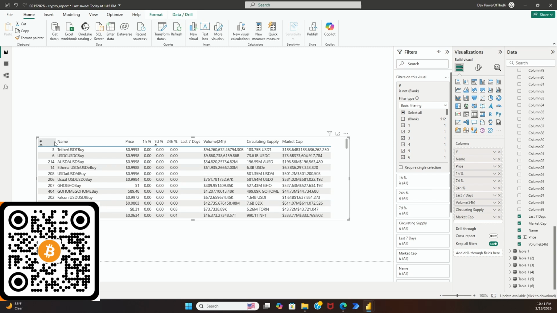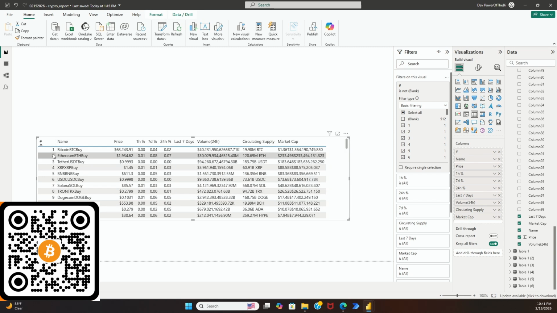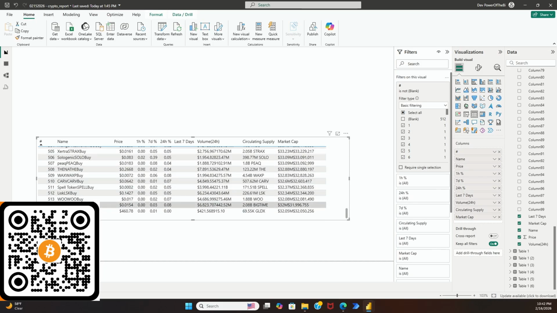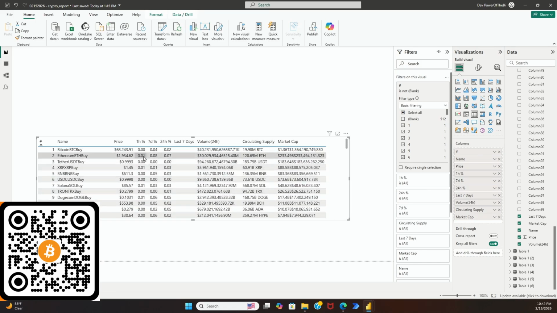So now if we put this in the order of the number that is referencing, we can see it's going to go in order from 1 to 515. So we've got 515 cryptocurrencies in here. And we have prices for those cryptocurrencies.